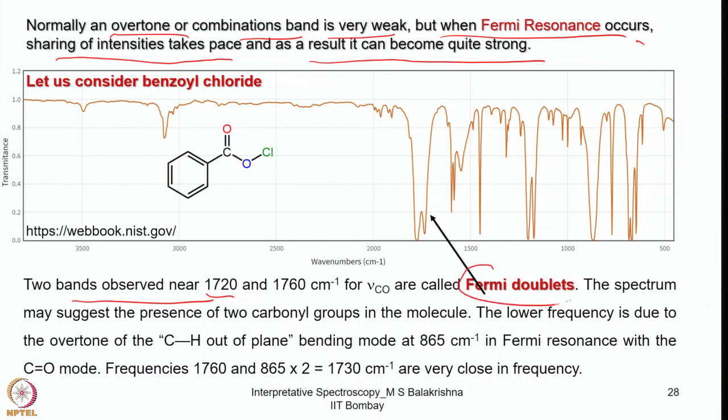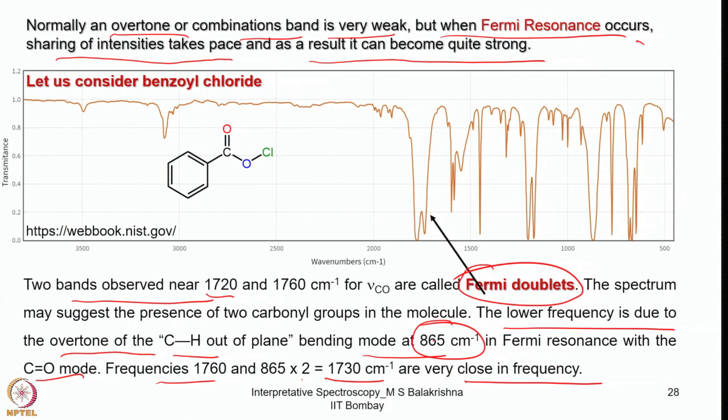They are called Fermi doublets. The spectrum may suggest the presence of two carbonyl groups in the molecule, but that is a misnomer. One should not confuse that there are two compounds in it. The lower frequency is due to the overtone of the CH out of plane bending mode at 865 centimeter minus 1 in Fermi resonance with the CO mode. So the frequencies 1760 and 865 into 2, that is 1730, are very close in frequency. If you multiply this by 2, you get 1730. So they are very close in frequency. 1720 is what we are getting, and when you take the overtone, we get 1730.